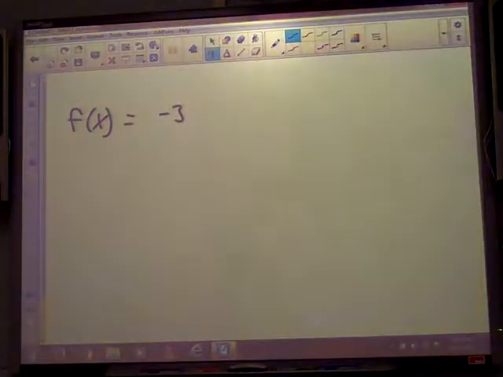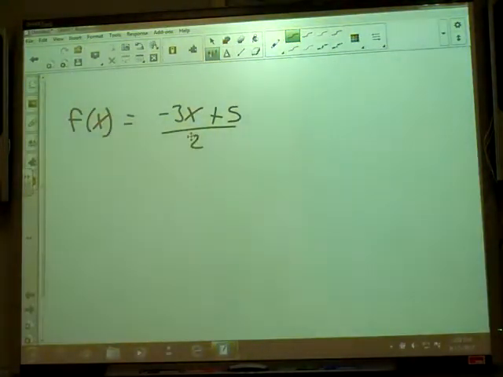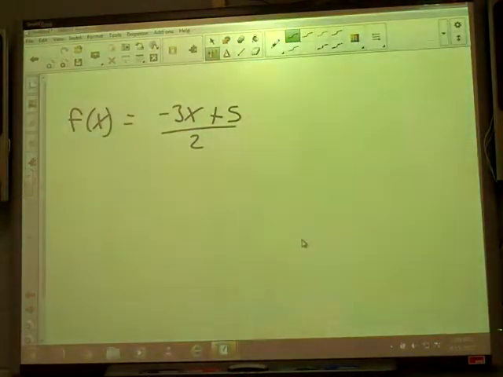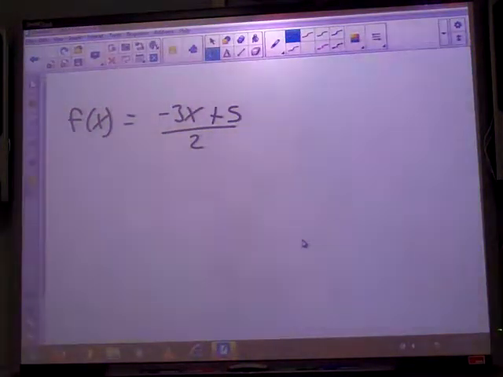But it says f of x equals negative 3x plus 5 over 2. All right, first off, guys, y'all focus. First off, we know this is a function without even having to do a test or look at a graph or anything because it's written in function notation. What about that says function notation? F of x. Very good. So I don't even have to test on that.